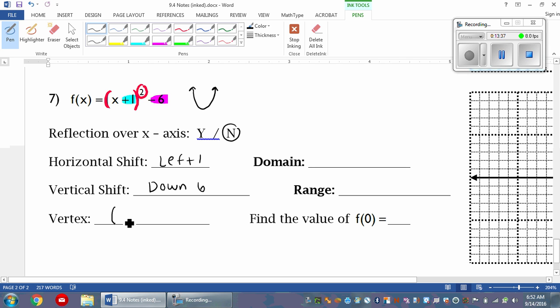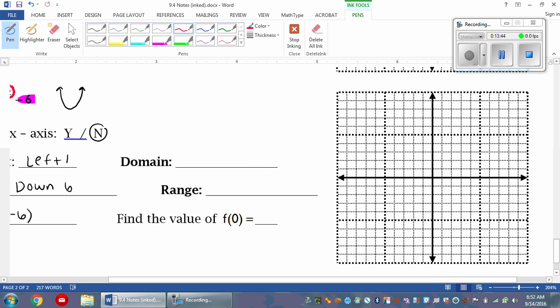And so my vertex is going to be negative 1, negative 6. I'm going to go ahead and plot negative 1, negative 6. So I have to remember my pattern for my U-shaped graph. Remember, it's right 1, up 1. Go back to the vertex. When I go right 2, remember I go up 4, because 2 squared is 4. 1, 2, 3, 4. Go back to the vertex. I go left 1, up 1, go back to the vertex, left 2, up 4. Make your U.